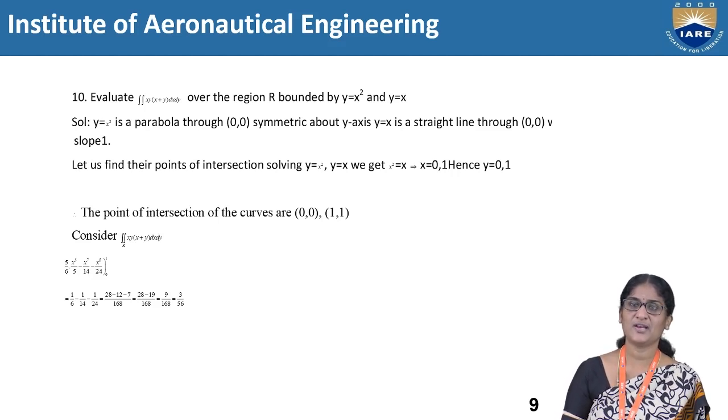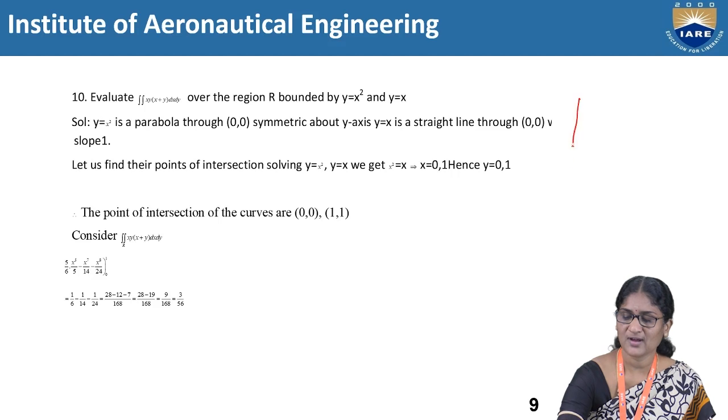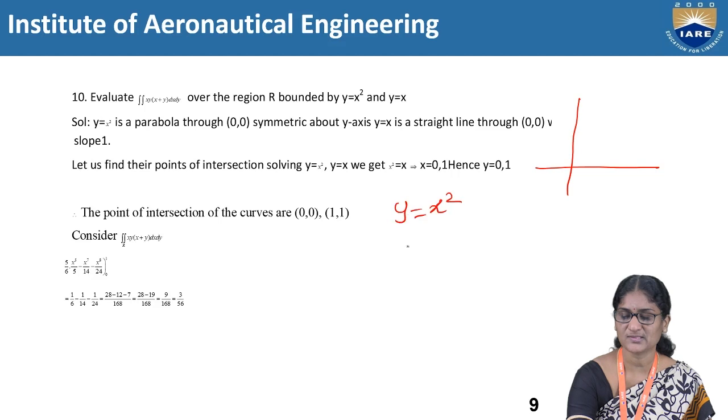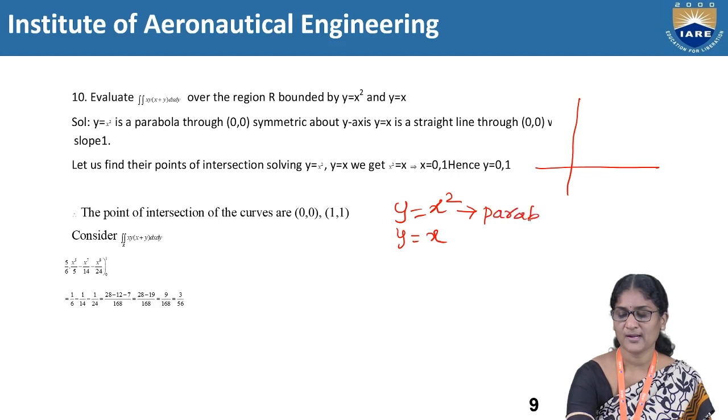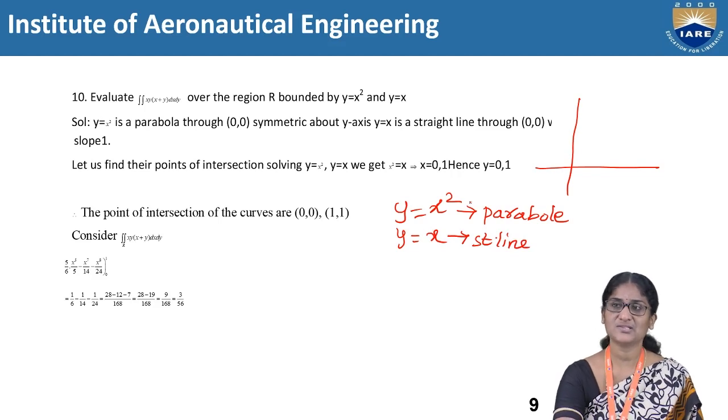Now, evaluate the double integral of xy(x + y) dx dy over the region R bounded by y = x² and y = x. What are the two curves he has given? y = x² is a parabola, and y = x is a straight line passing through the origin. So the region bounded by these two figures is the region we have to take.